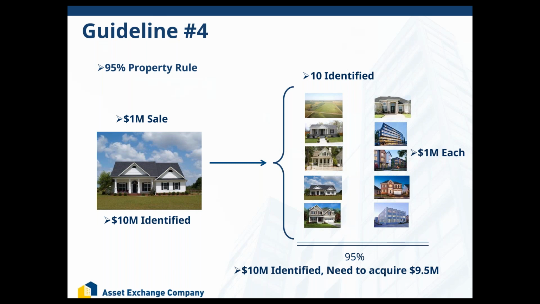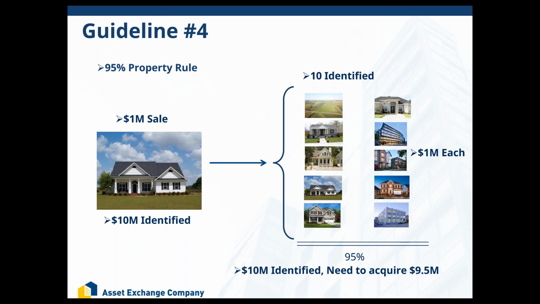Again, we sell for $1 million. Now, in this example, we actually go out and we identify 10 properties, all right? Because we've identified 10, what just happened? We exceeded our 3-property rule, right? Now, let's keep the math simple on this one as well. Let's say we're going to be buying each one of those properties for $1 million each, right? So how much have we identified in property? $10 million worth of property.